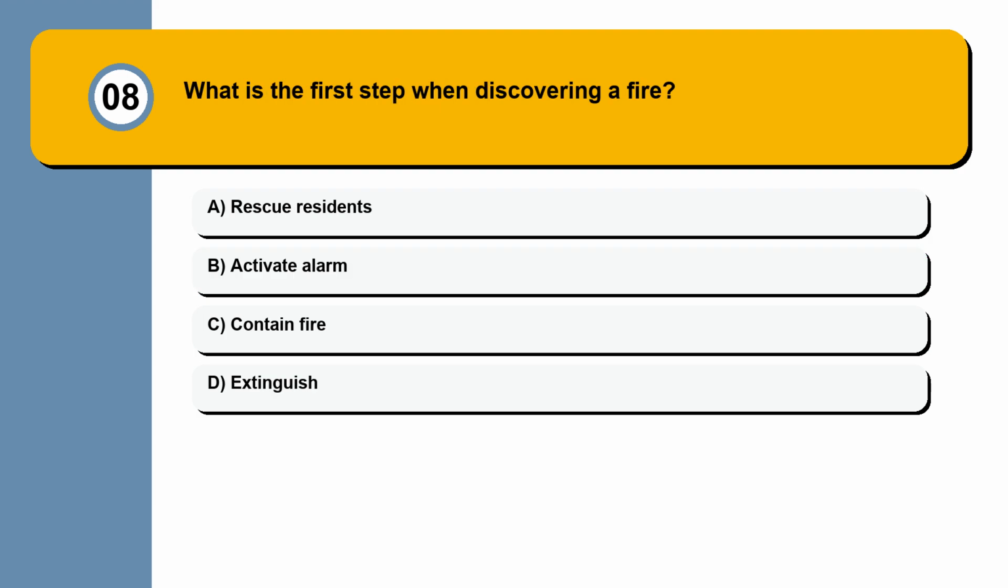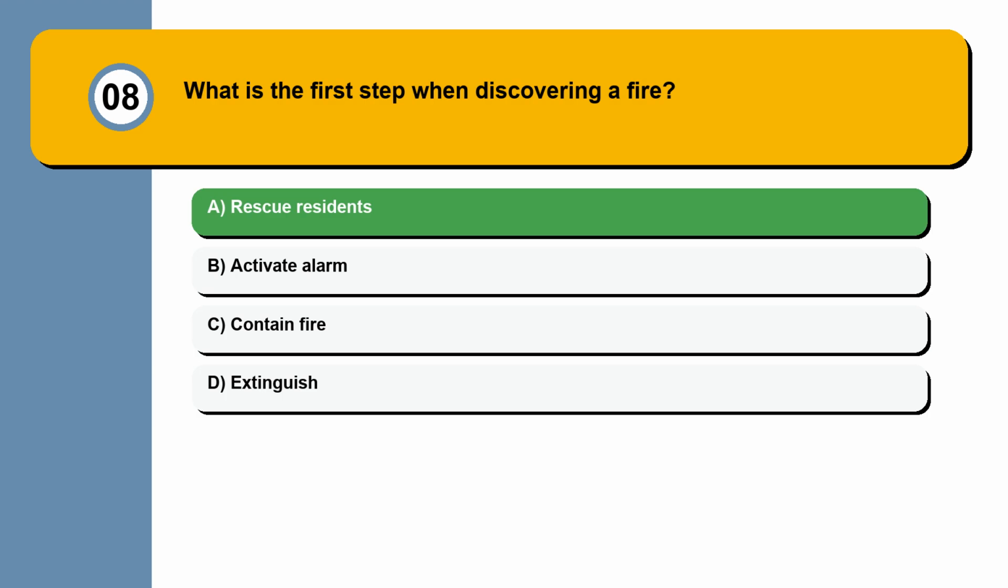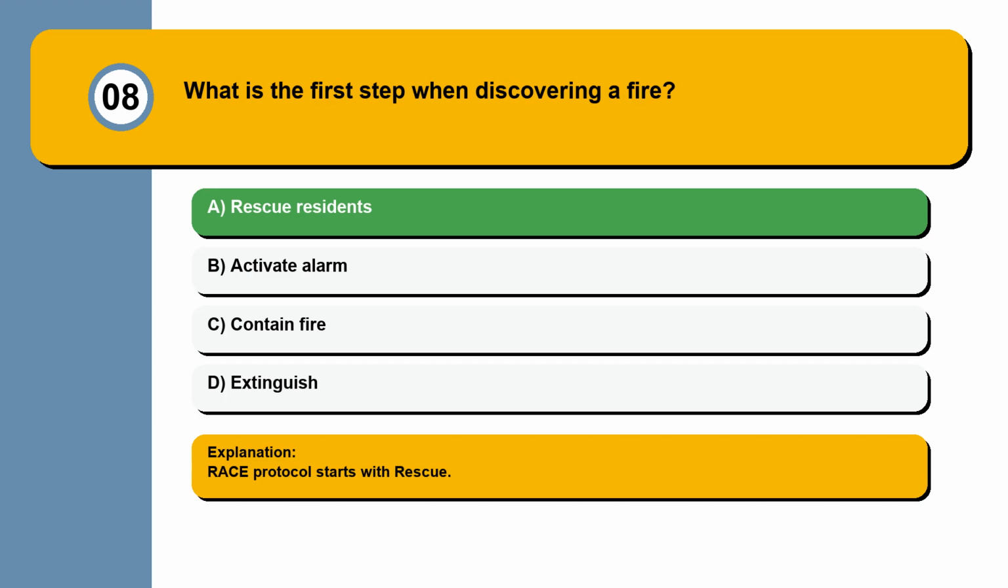Question 8. What is the first step when discovering a fire? Rescue residents. Activate alarm. Contain fire. Extinguish. RACE protocol starts with rescue.